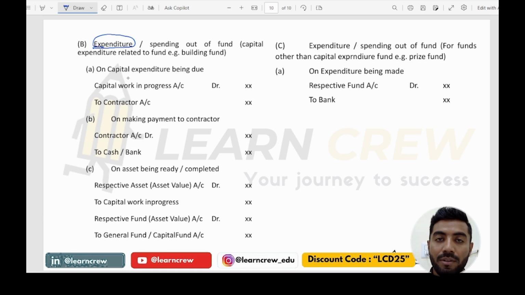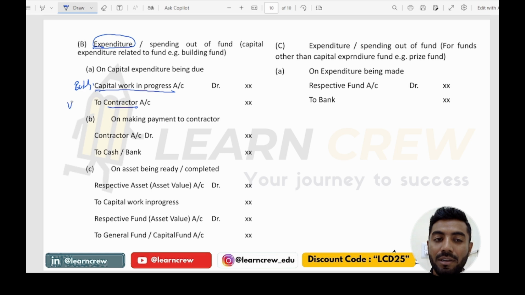Whenever capital expenditure is being made, you can use the word asset, whichever particular asset. If the asset is in progress, like a building under construction, then the expense won't be a one-time expenditure, right? On a regular basis, you're making expenditure. That time you can use the words capital work in progress. If it is a one-time purchase of a building, then you can use the word building. If you're already constructing it, then you can use capital work in progress to contractor.